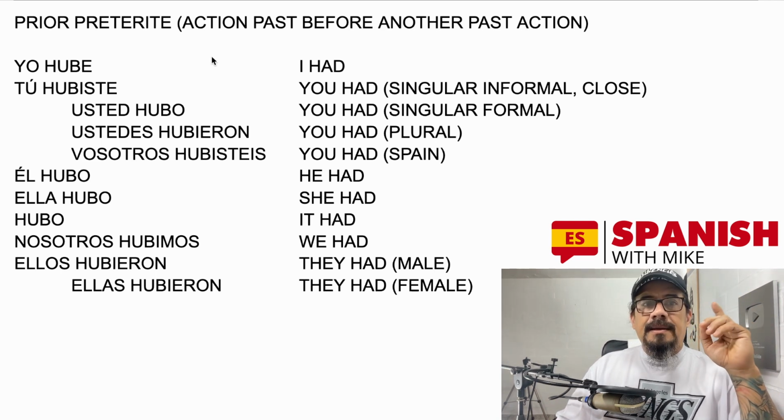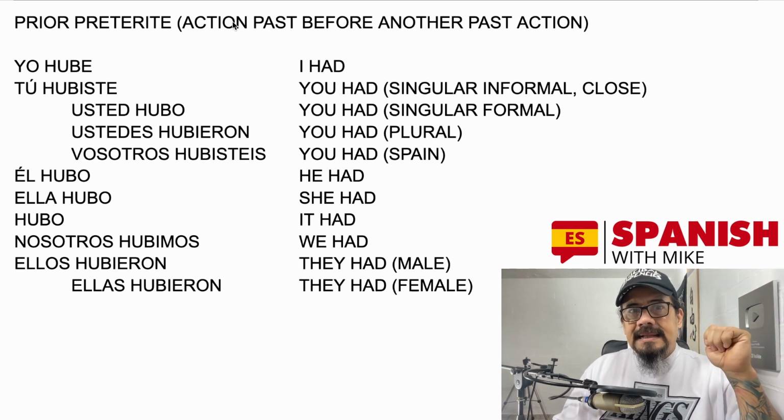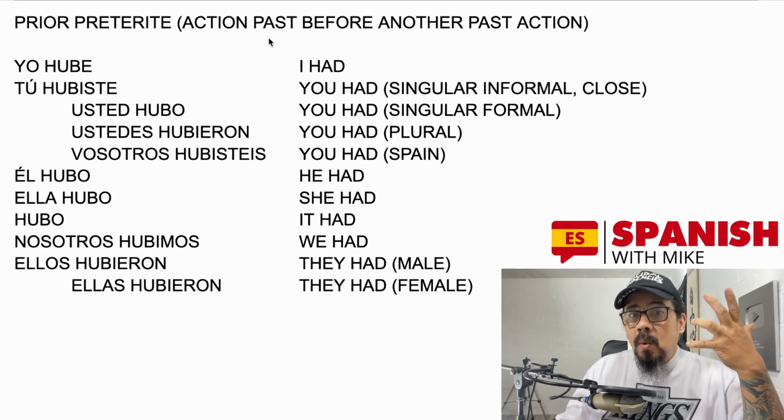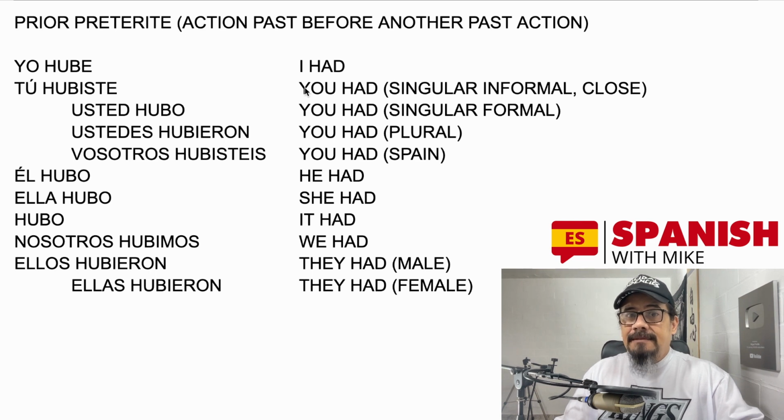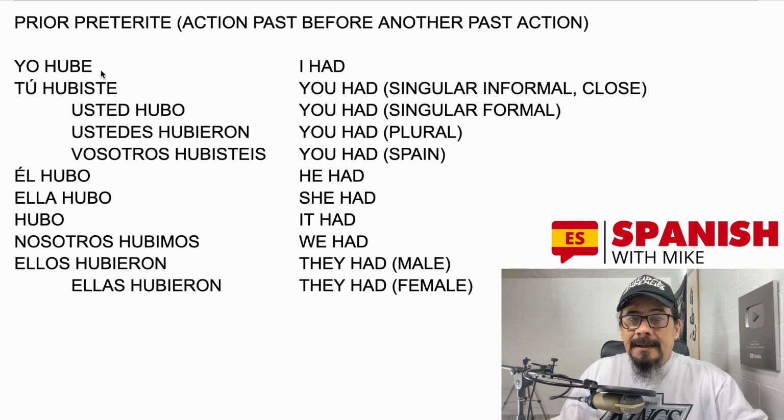In the meantime: él hubo, he had; ella hubo, she had; hubo, it had; nosotros hubimos, we had; ellos hubieron, they had male; ellas hubieron, they had female. Remember, this is always followed by a verb in the past participle form. Yo hube entendido, I had understood.